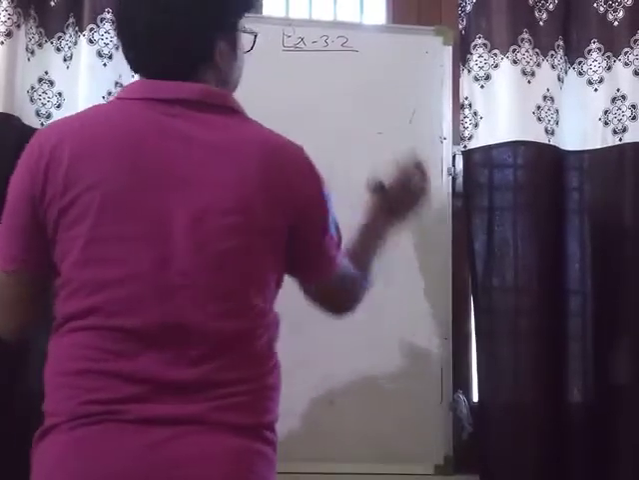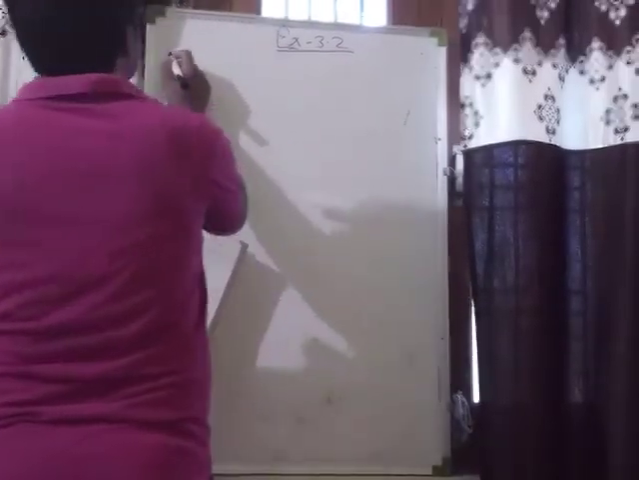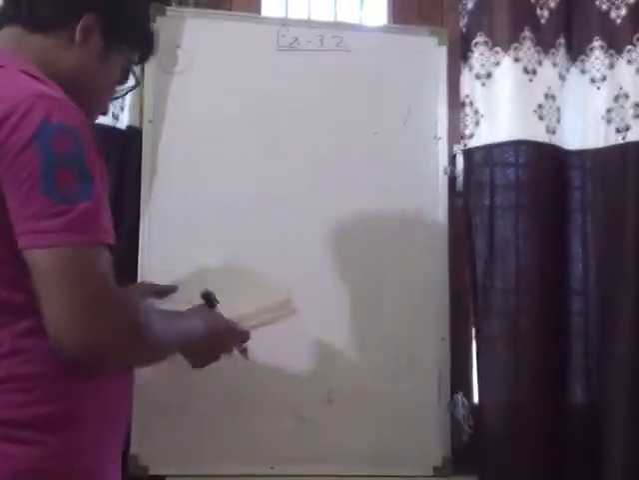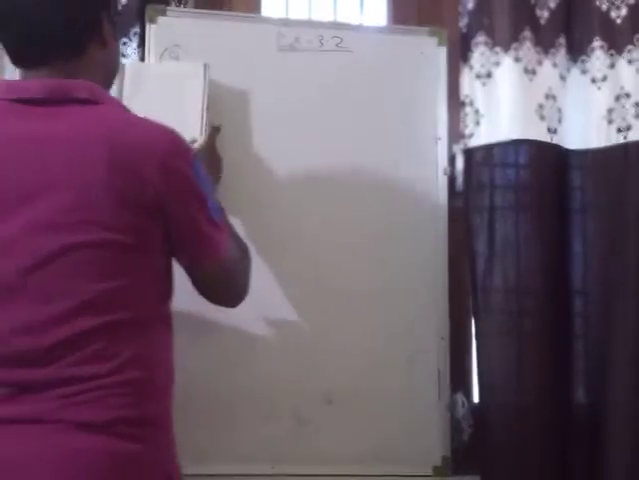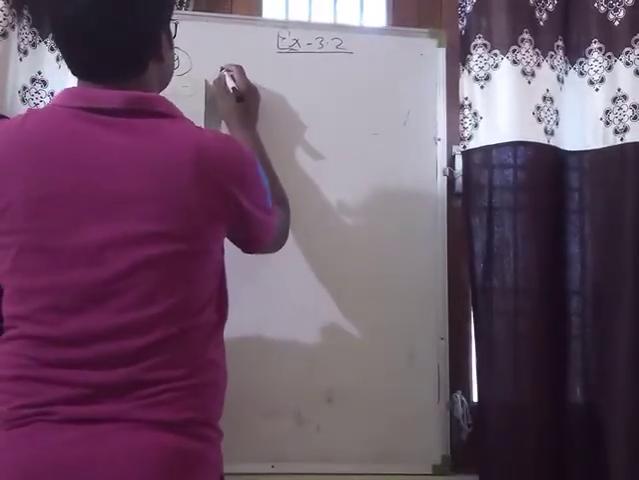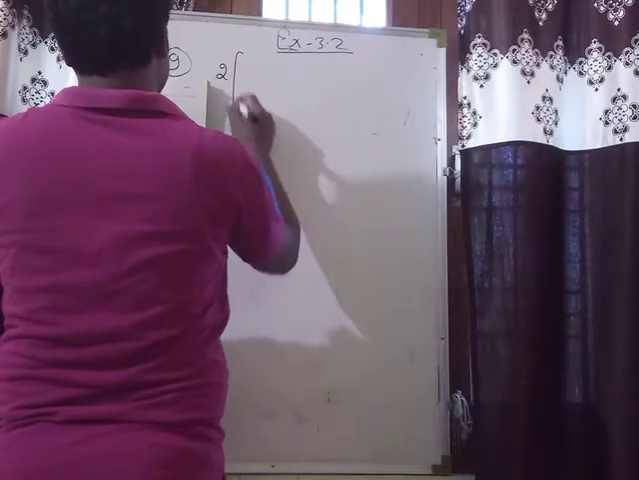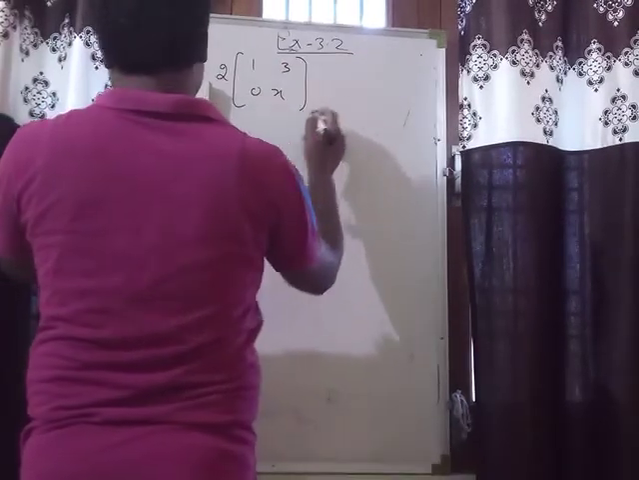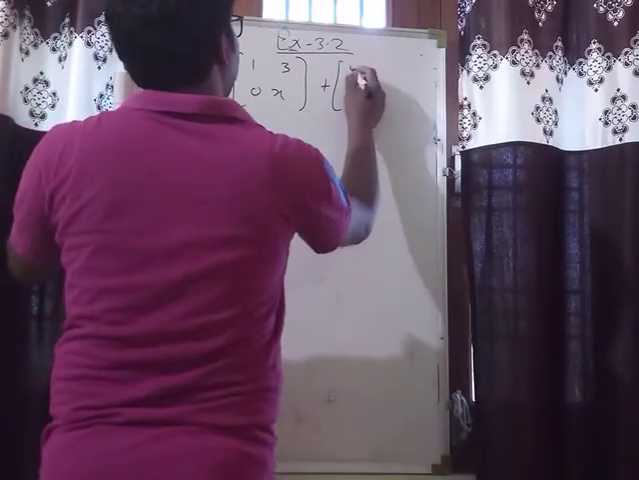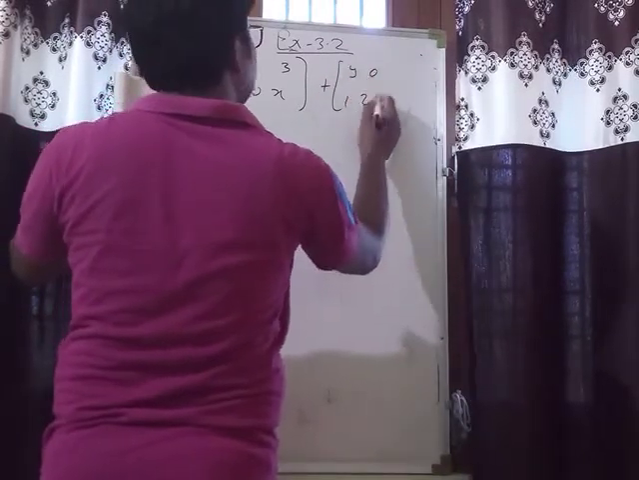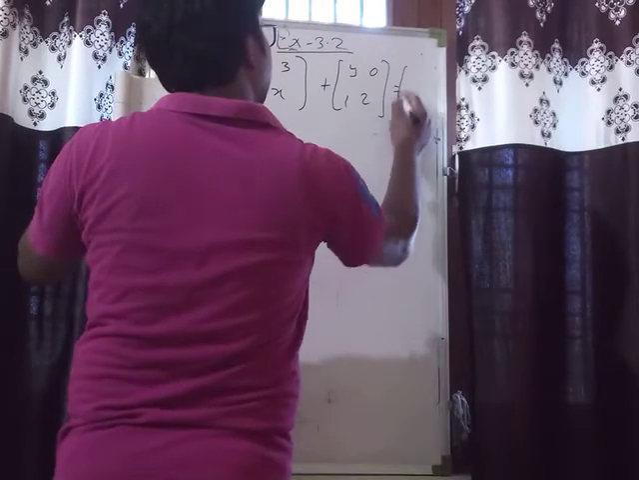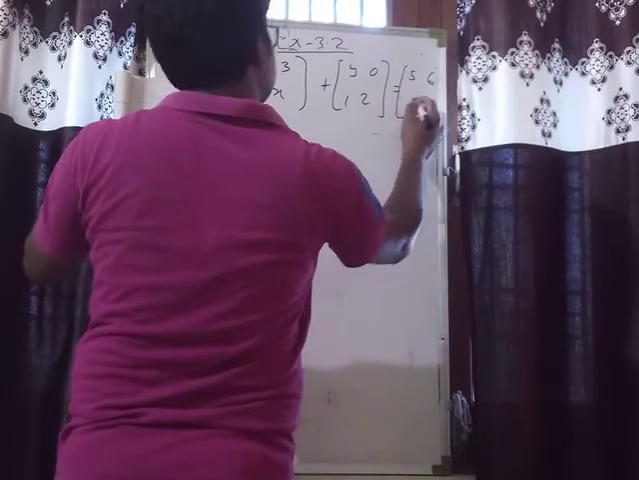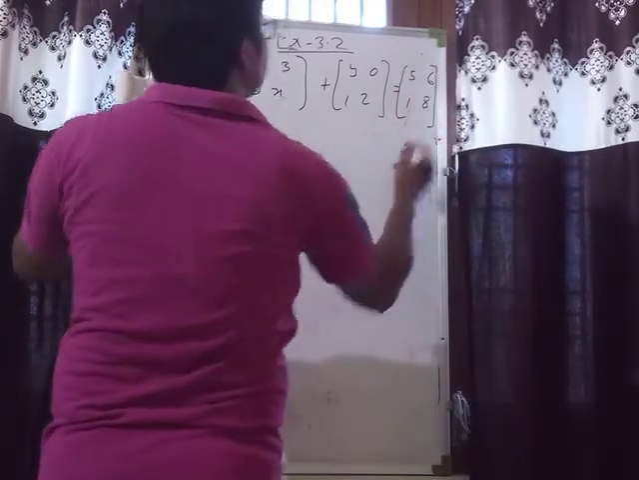Question number 9. Find x and y if 2 times the matrix [2 3; 1 0] plus the matrix [y 1; 0 2]... equal to [5 6; 1 8]. Actually written as 2 [1 3; 0 x] + [y 0; 1 2] = [5 6; 1 8].